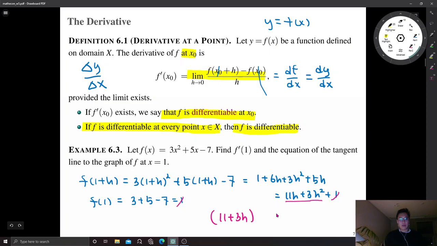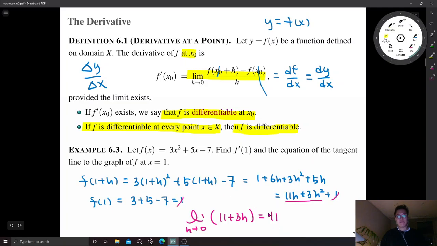Now we take the limit as h goes to 0. Then 3h goes away. As h is very close to 0, 3h also approaches 0, so it is going to be 11. So the instantaneous rate of change at 1, in other words, the derivative at point 1, turns out to be 11. That is the slope of the tangent line at that point.